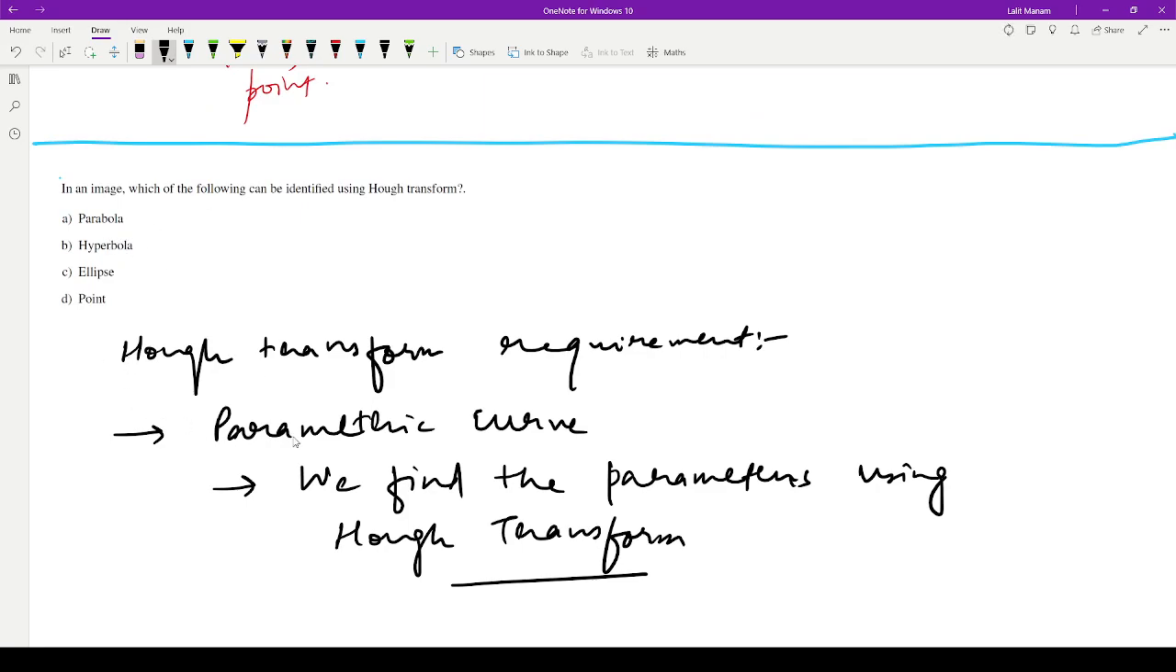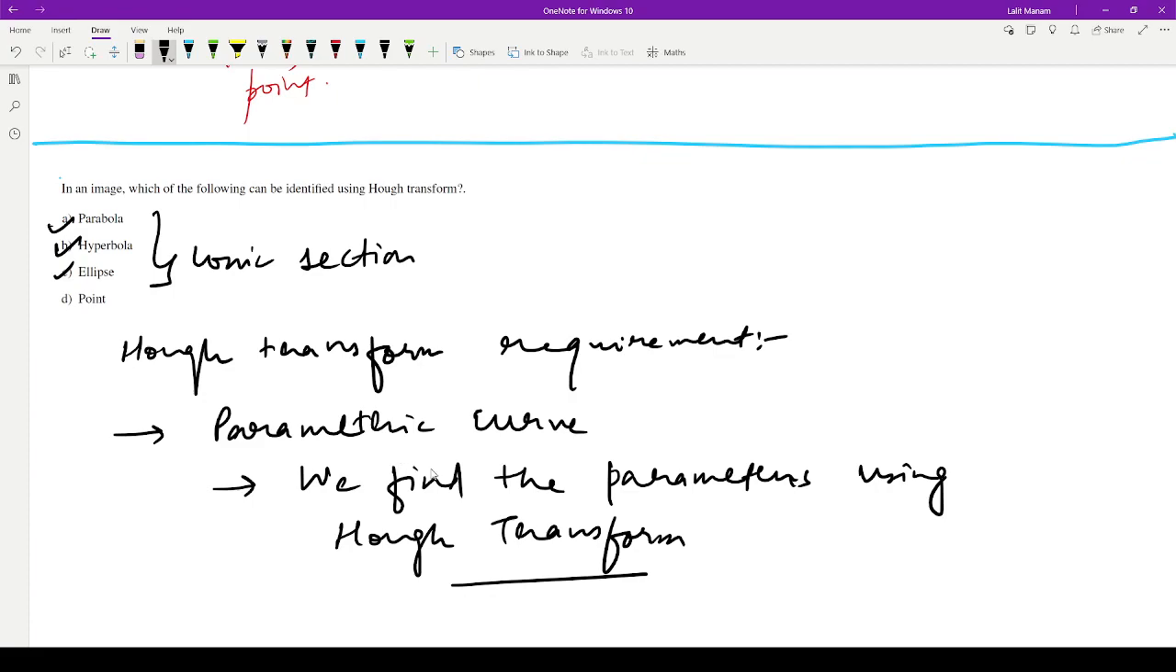So does a parabola have a parametric curve equation? y square equals 4ax. Yes, that's the standard parabola, which is fine. So it has a parametric curve equation, so this is right. What about hyperbola? Yes. Ellipse? Yes. All these three belong to conics. If you remember, we have done this in the first session.